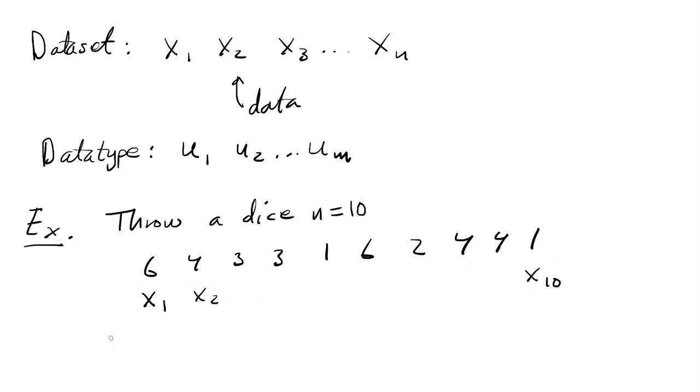And the data types here are the different results we can get. So data type number 1 is getting a 1 on the die. Data type 2 is getting a 2 on the die. And the last data type is getting a 6. So we have 6 data types. So m equals 6.